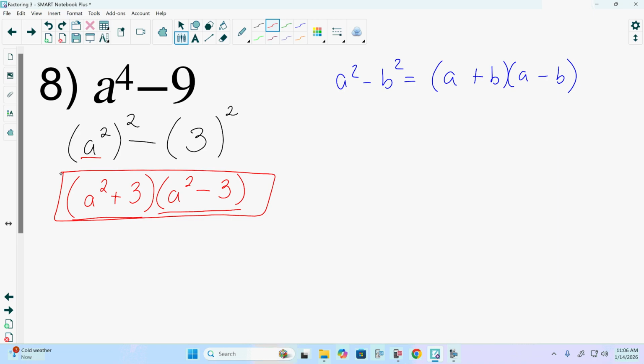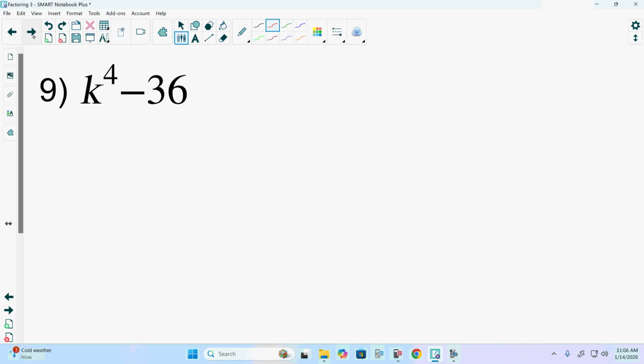This seemed, especially before we did this, like it should be very different than our completing the square, or our difference of perfect squares that we've been doing, but did it really change that much? No, as long as it follows the pattern, it works.